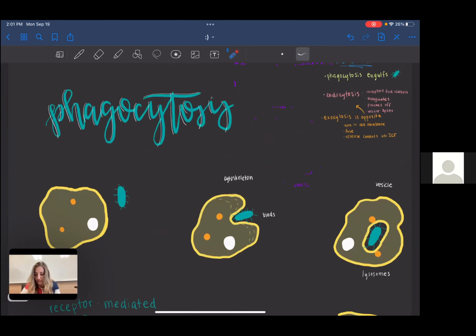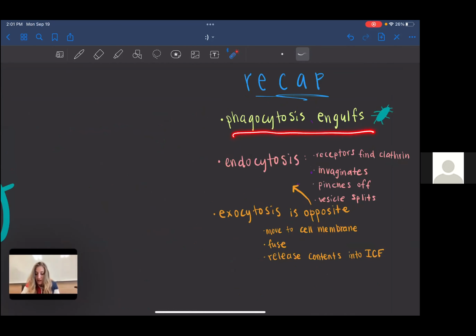So here's a little recap of what we just talked about. Phagocytosis engulfs the bacterium. Endocytosis and exocytosis are opposites. Endocytosis is about clathrin, how it invaginates, it pinches off, and the vesicle splits into two different sections. And exocytosis is when it fuses back into the membrane and releases the contents into the ICF.